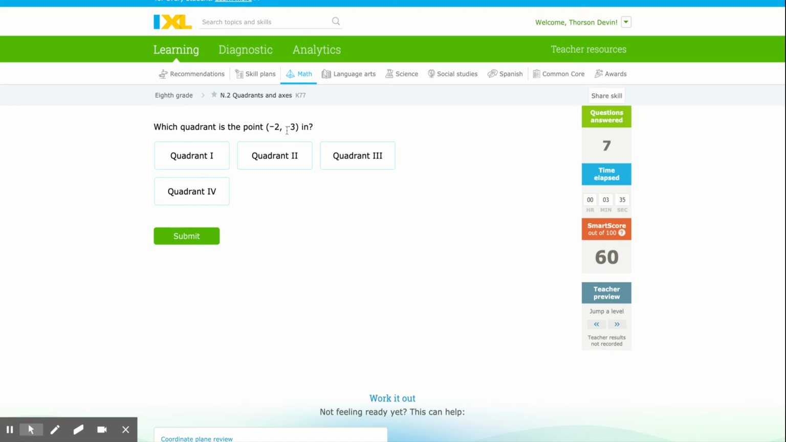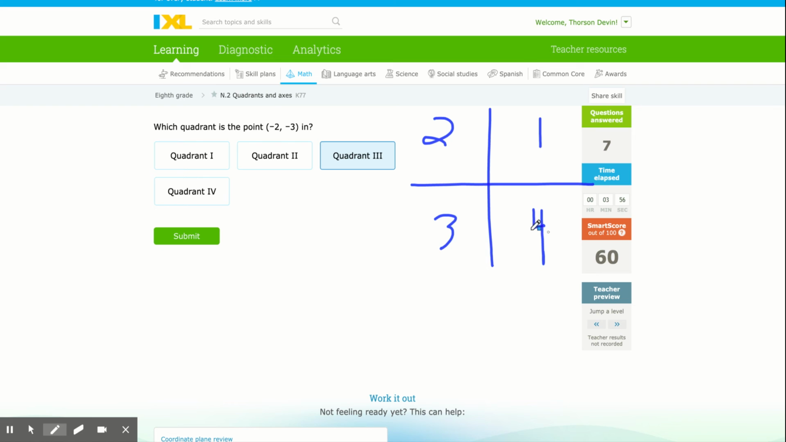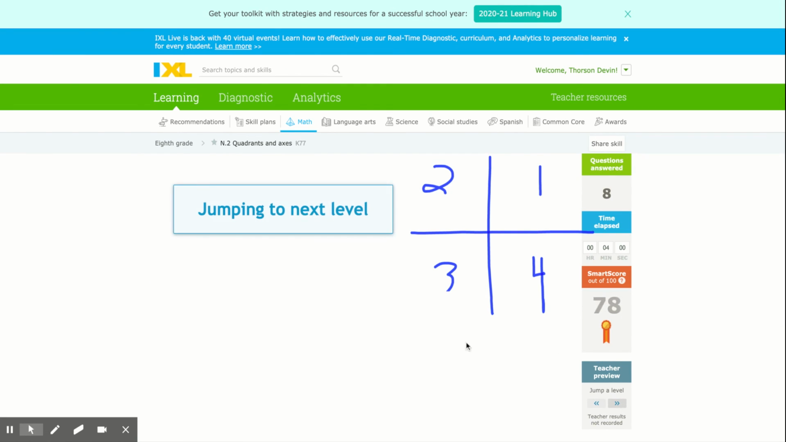Which quadrant is the point negative 2, negative 3? Now they're not even giving you a grid to look at. But just remember, think in your mind, I'm going to go left 2 and down 3. That's in the third quadrant, 1, 2, 3. Again, always if you need to, 1, 2, 3, 4, right? Just write that on a sheet of paper. That's the way they go, 1, 2, 3, 4. I'm going to jump ahead.